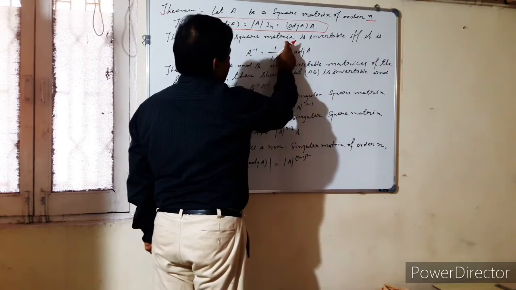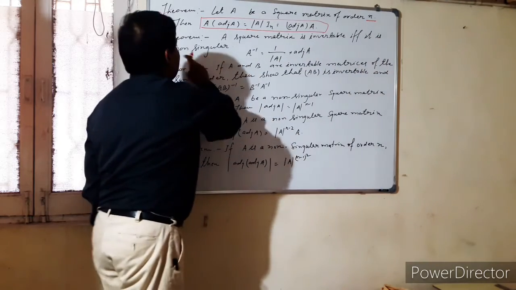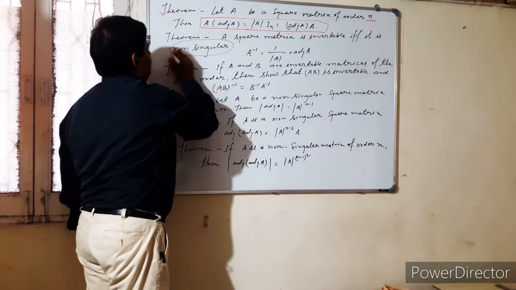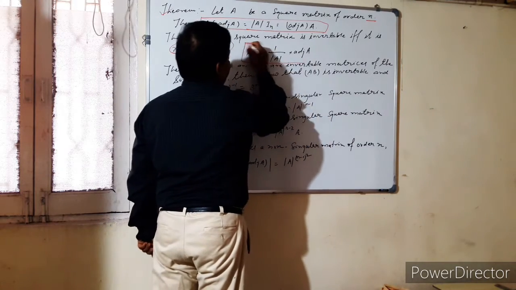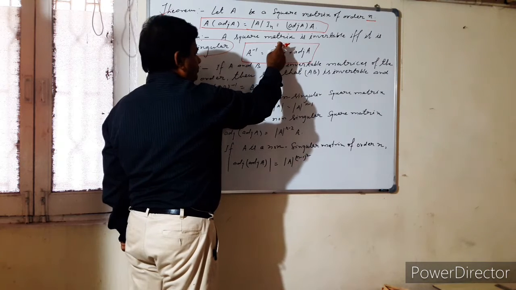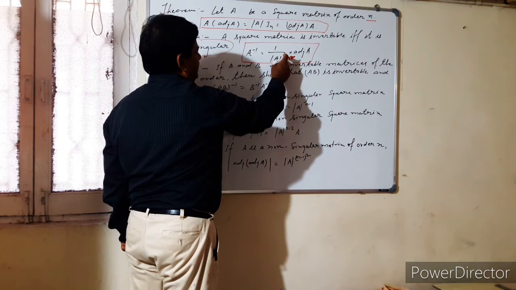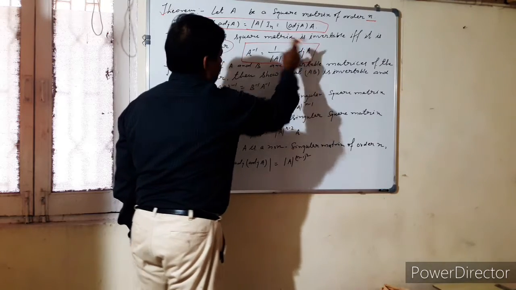A square matrix is invertible if it is non-singular. It should be non-singular. Then you can define A inverse is equal to 1 divided by determinant A into adjoint A.